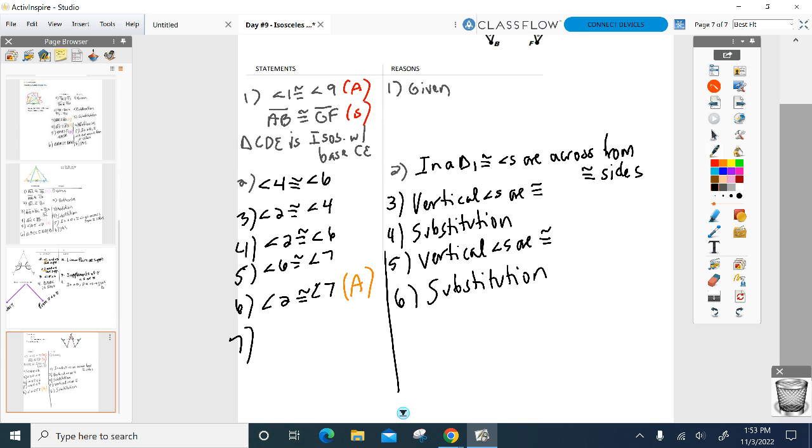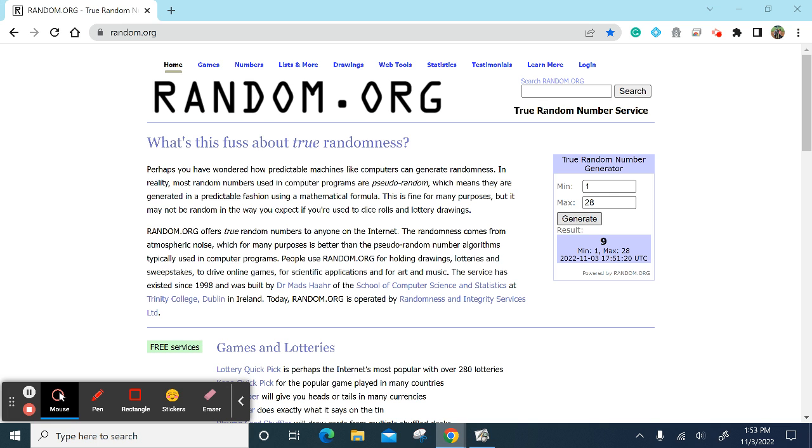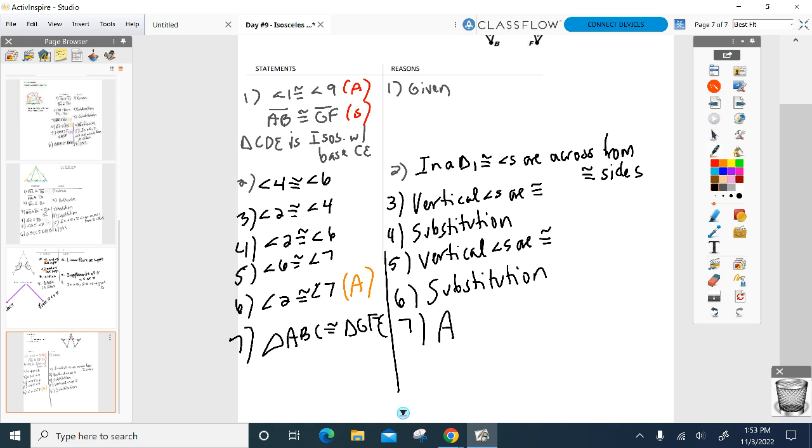Look where the side is. When you got the method, let me know. Which one is it? Angle angle side. Yep, that side's not in between.